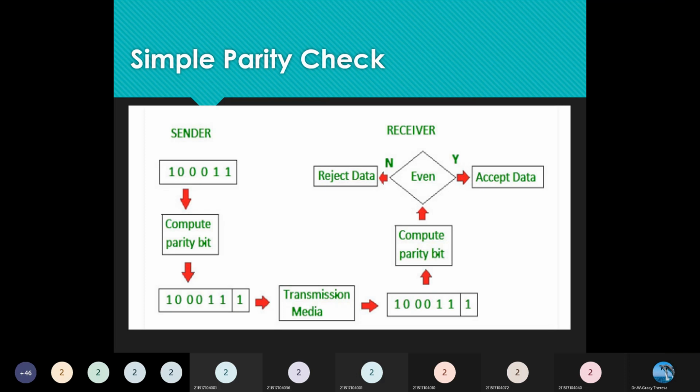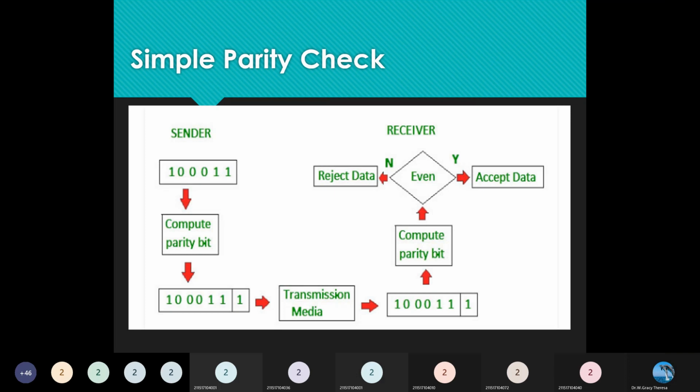So you can see the example on screen here. This is an example. It has been clearly said that we are sending 1 0 0 0 1 1 at the sender side. So what happened in the sense, we have to calculate the parity bit. We have to compute the parity bit. So this sender has sent 1 0 0 0 1 1.